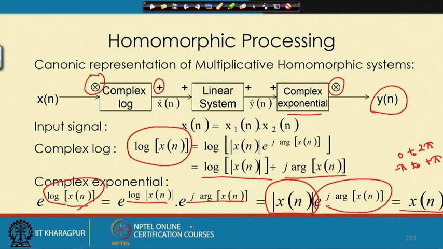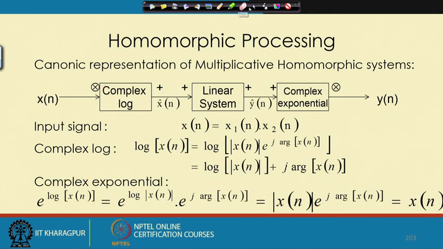So, we just show here that if we take the complex exponential after the complex log, we will get back the same signal, except for the problem created by the addition of discontinuity. If we feel that the discontinuity in the phase can create a problem, then we need to do phase unwrapping. We will show that later when it is actually required.